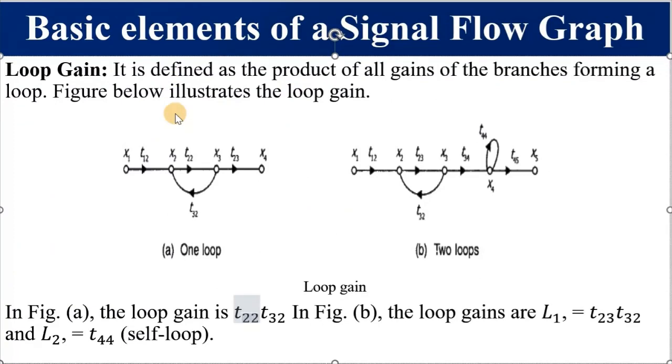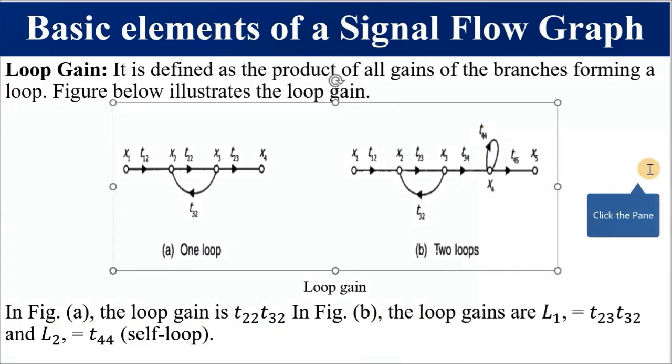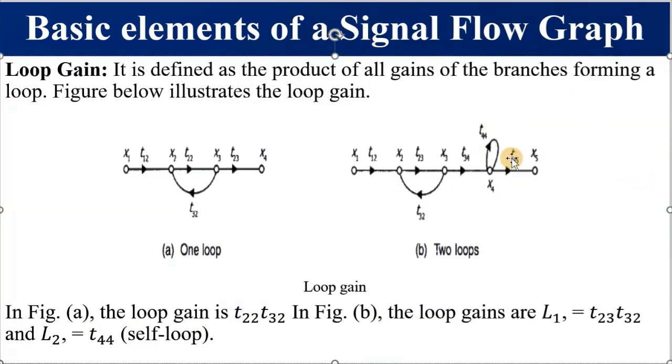We looked at the gain of a forward path. We are now having a look at the gain of loops, feedback loops, and we are saying it is defined as the product of all gains of the branches forming a loop. In this case, it's T23 times T32, as shown for this loop there. For this loop it is T23 times T32 as shown, and for this loop it is T44, because we are going from x4 and coming back to x4, so there's only one gain, T44, and we call this a self loop.